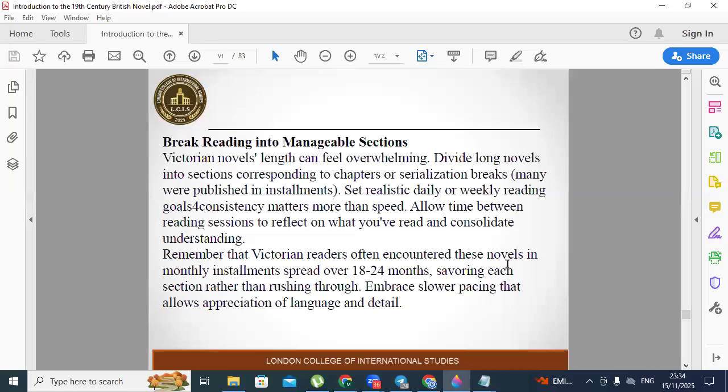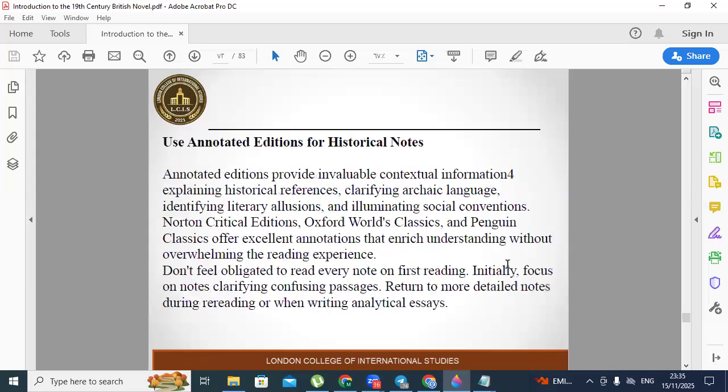Allow time between reading sessions to reflect on what you've read and consolidate understanding. Remember that Victorian readers often encountered these novels in monthly installments spread over 18 to 24 months, savoring each section rather than rushing through. Embrace slower pacing that allows appreciation of language and detail.